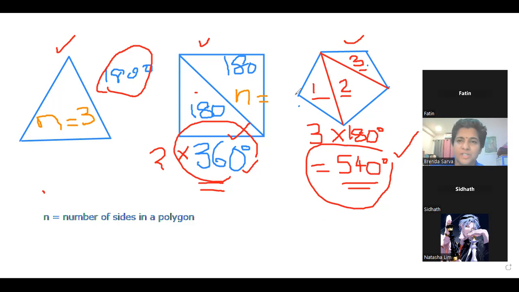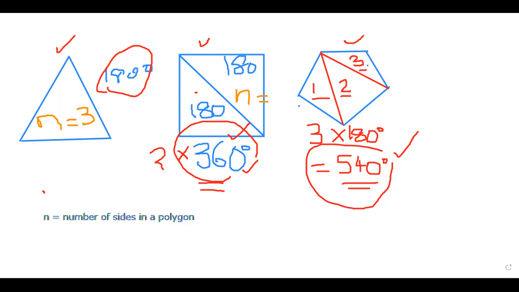Gloria is not here, sorry. Natasha, what's the number of sides here, girl? Natasha, can you answer that? Okay, Fatin, can you answer this? Number of sides in a square? 4. 4. Okay, Siddharth, answer number of sides in a pentagon. 5. 5. So, we have a little formula that actually helps us to find the total angles using the n.